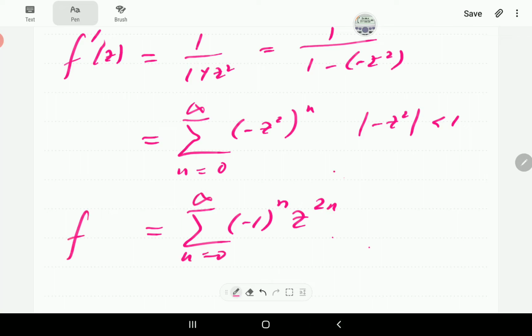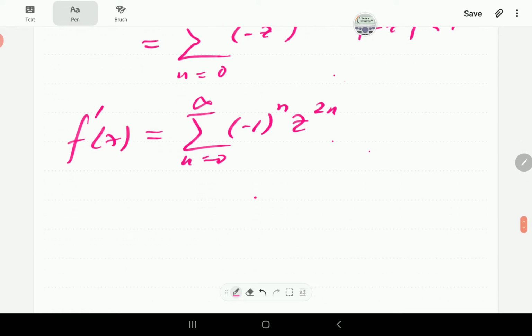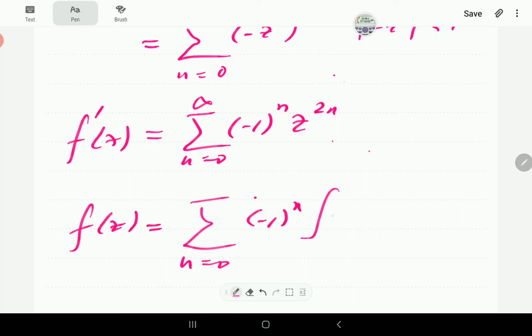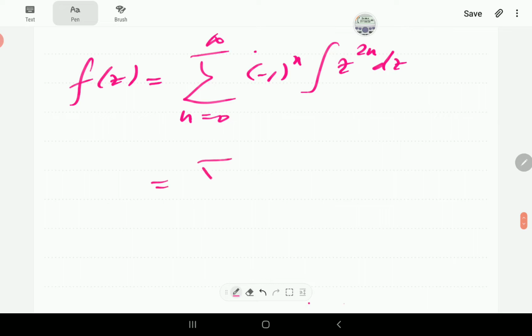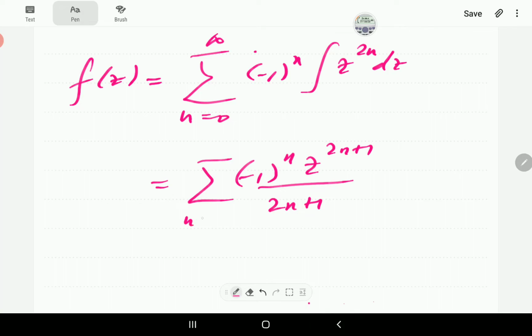So this is the series for f prime. However, we're looking for f, so to find f, we're simply going to have to integrate this with respect to z. So that's exactly what we're going to do, dz. When we integrate that, that is going to give us z to the power 2n plus 1 all over 2n plus 1. Then there's going to be a constant.